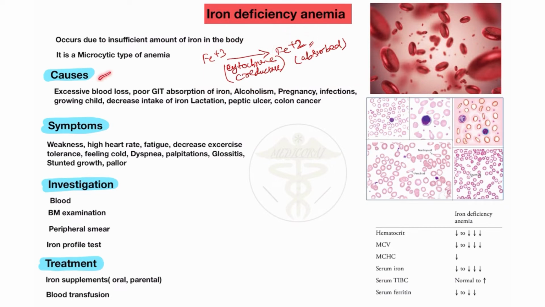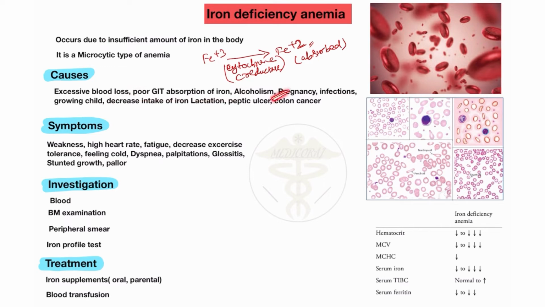What are the causes of iron deficiency anemia? Like excess blood loss. When any large injury occurs, it causes excess blood loss, so it also causes iron deficiency anemia. Poor GIT absorption: I already said, if iron plus 2 is not absorbed in our body, and if cytochrome C reductase is not present in our body, then iron plus 3 is not converted into iron plus 2. So poor GIT absorption of iron occurs also.